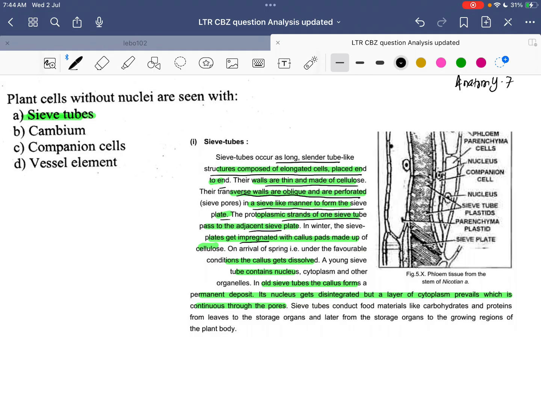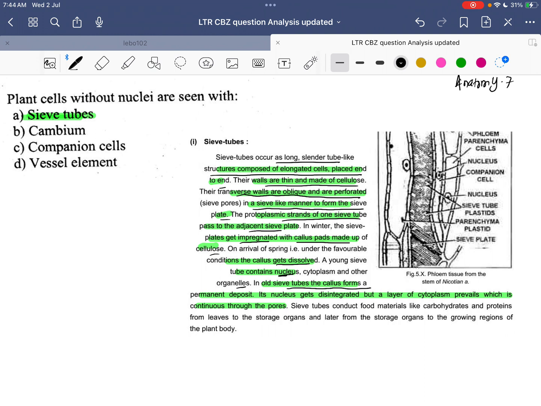In winter, sieve plates get impregnated with callus pads made up of cellulose. On arrival of spring, under favorable conditions, the callus gets dissolved. Young sieve tubes contain a nucleus, cytoplasm and other organelles.